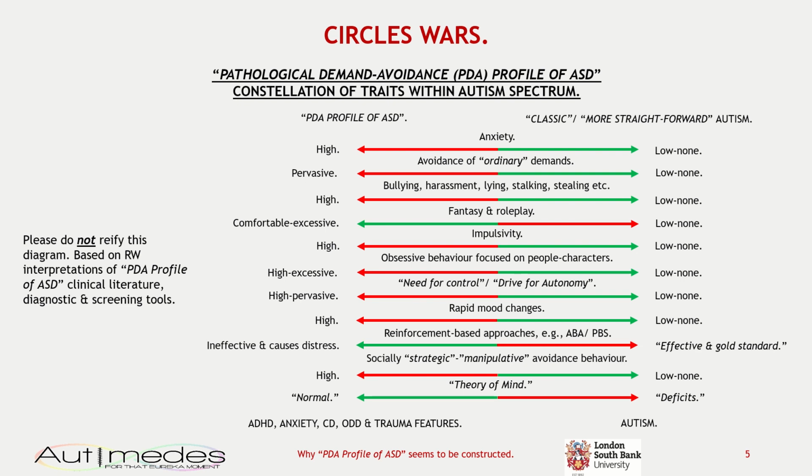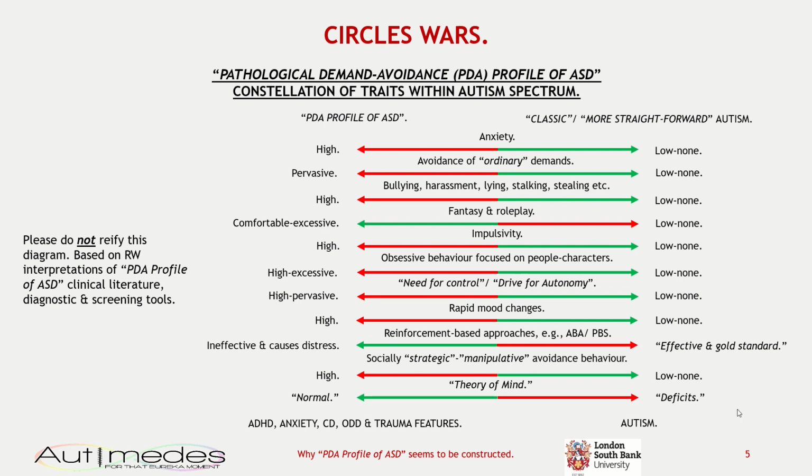So you have anxiety, avoidance of auditory demands, bullying, harassment, lying, stalking, stealing, etc., fantasy and role play, impulsivity, obsessive behaviour that's meant to be focused on other people, a need for control or drive for autonomy, rapid mood changes, reinforcement-based approaches such as applied behaviour analysis and positive behaviour support, socially strategic to manipulative avoidance behaviour, and theory of mind. On the left-hand side, you have the PDA profile of autism, and on the right-hand end of the continua, you have classical or more straightforward autism.